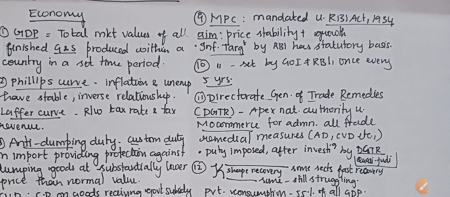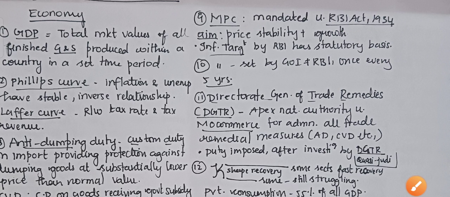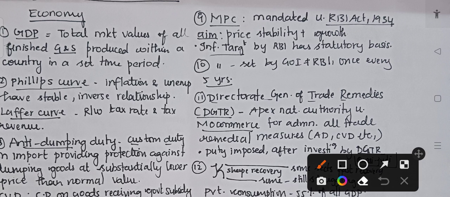And the next fact is about the MPC, Monetary Policy Committee. It has been made explicitly mandated under the RBI Act of 1934. What is the aim? It is to bring price stability. At the same time, it also has to focus on growth. Inflation targeting is done by RBI and it has a statutory basis.